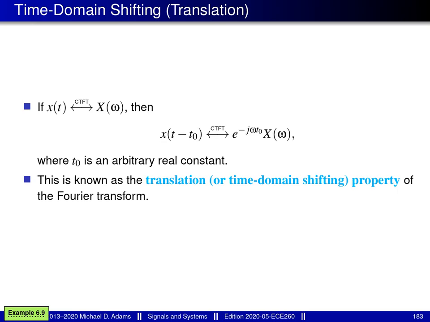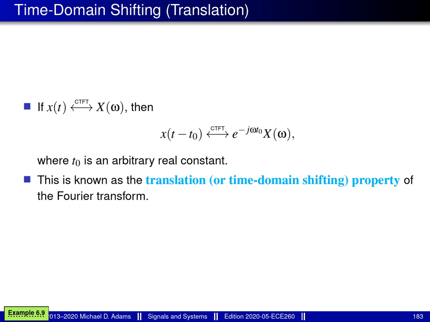The next property of the Fourier transform that I need to introduce is the translation or time domain shifting property. And what this property says is the following. If I have a function little x that has the Fourier transform big X, and then I apply a time shift to the function little x, where I shift the function little x by t0, where t0 is an arbitrary real constant, the effect that this has on the Fourier transform capital X is it multiplies the Fourier transform by a complex sinusoid, where this constant t0 that appears in the complex sinusoid is determined by the amount t0 that we're shifting the function little x by.